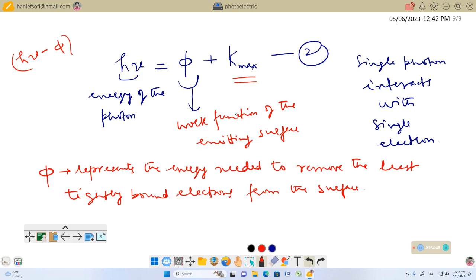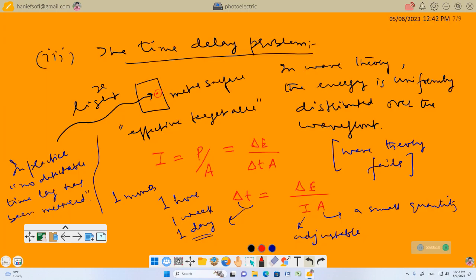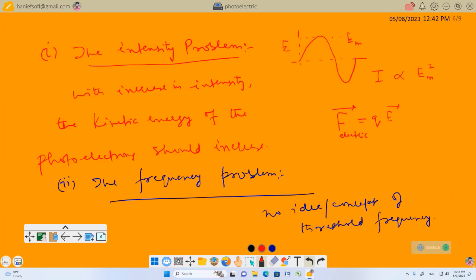Because the electrons are bound in the metal by different degrees, and the collisions experienced by the electron in the metal vary from one electron to another electron. Now let us see how we can, using Einstein's photon idea, justify or answer these three objections which were raised against the wave theory.